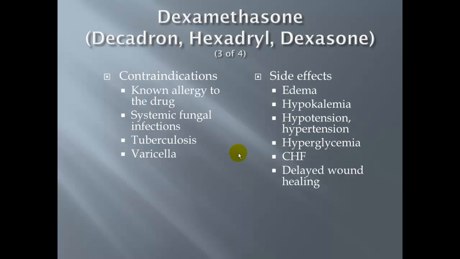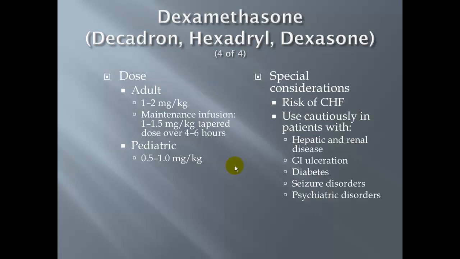Contraindications: known allergy to the drug, systemic fungal infection, tuberculosis, or varicella. Side effects: edema, hypokalemia, hypertension, hyperglycemia, congestive heart failure, and delayed wound healing. Dose on an adult: 1 to 2 milligrams per kilogram with a maintenance infusion of 1 to 1.5 milligrams per kilogram, tapered dose over about 4 to 6 hours.